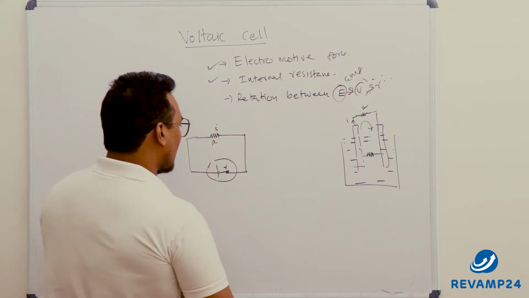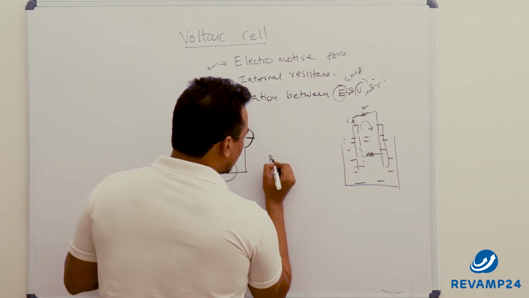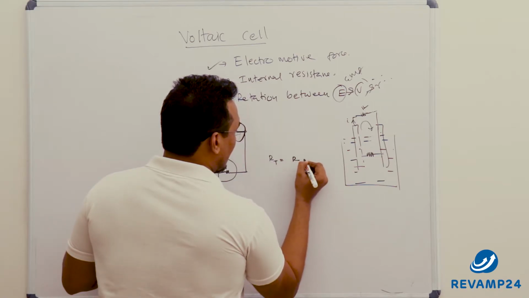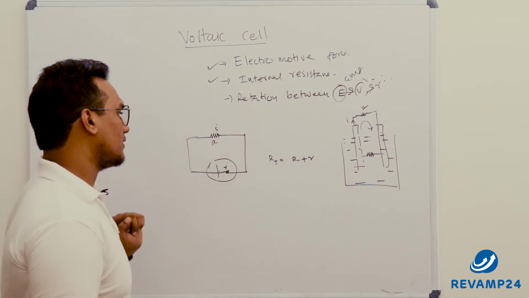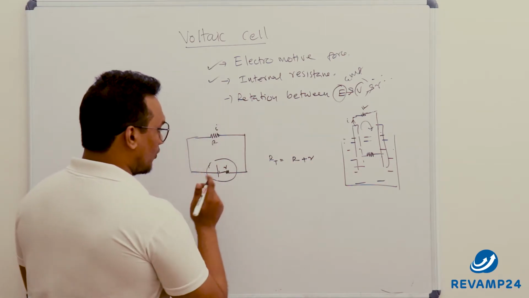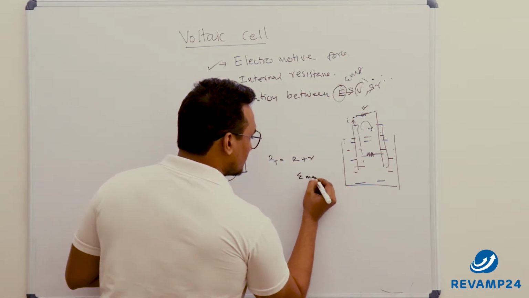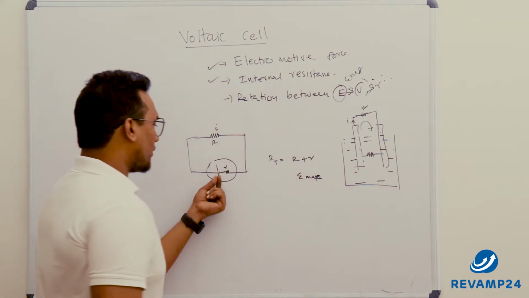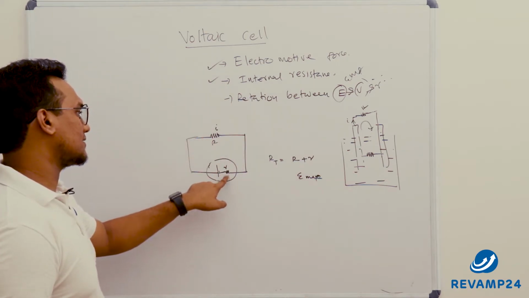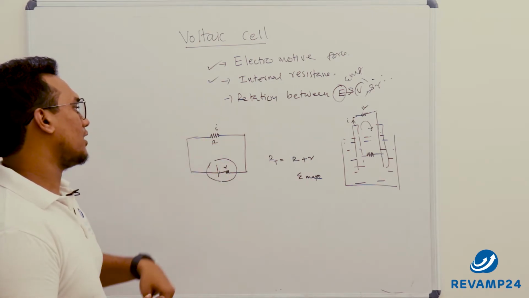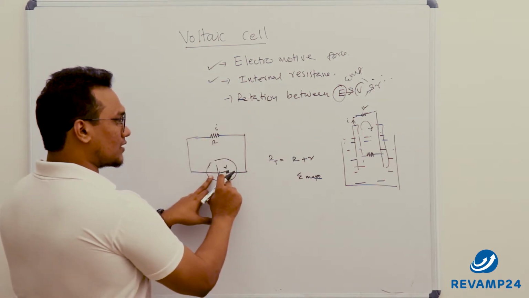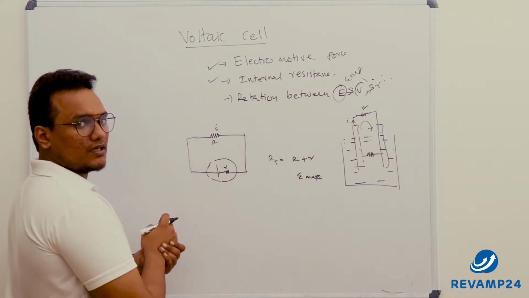So what is the total resistance now? Total resistance R total is equal to external resistance plus internal resistance. And what is the EMF here? EMF or net voltage is E. So EMF is simply the potential difference across the external resistance and internal resistance here. Now what will be the current passing? So R plus r is the total resistance. This is the potential difference.